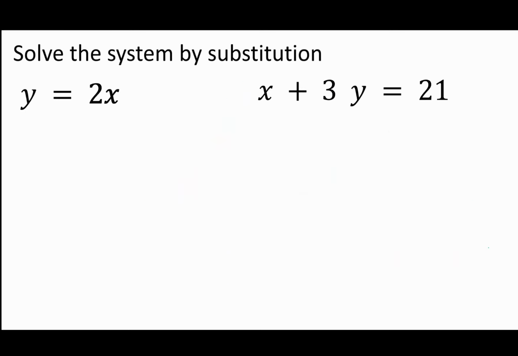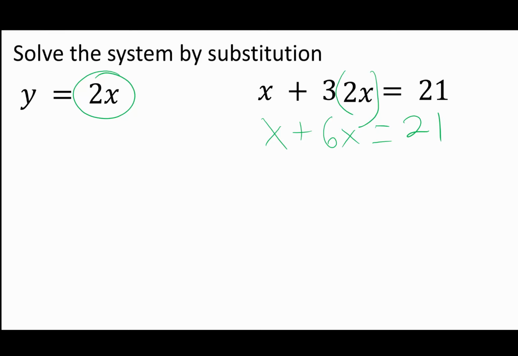So here's another one. I've got y is equal to 2x and x plus 3y is equal to 21. So again, y is equal to 2x, so I'm going to substitute in the 2x for y. Now in this problem, we have 3 multiplying to y in the second equation. So I have to multiply 3 to the 2x. So we get x plus 3 times 2 is 6. So we get 6x is equal to 21. 1x plus 6x is 7x, which is equal to 21. Divide by 7, and x is equal to 3.